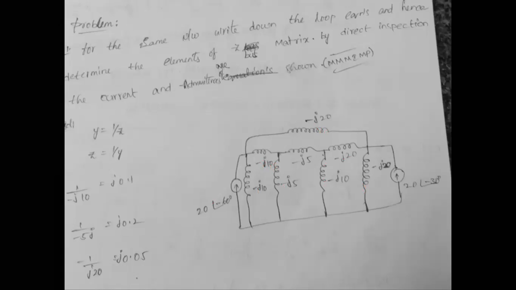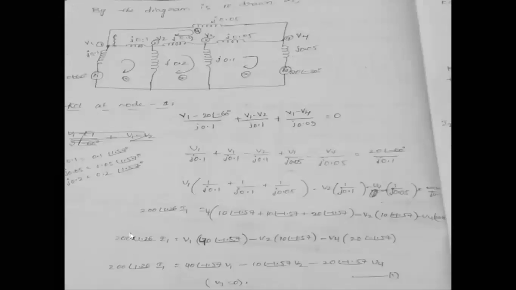Determine the elements of a Z bus matrix by direct inspection method. Y is equal to 1 by Z, and Z is equal to 1 by Y. Then this is the given circuit diagram. By using this circuit diagram, we form the Y bus matrix by using the direct inspection method.